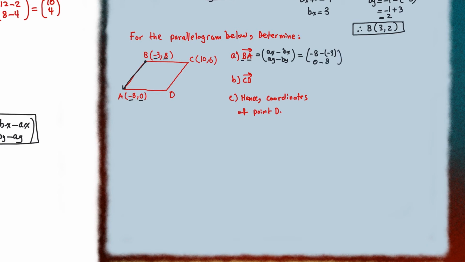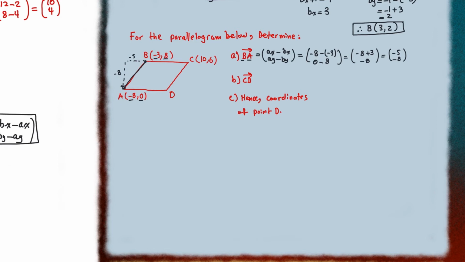Do the calculation: negative 8 minus negative 3 is negative 8 plus 3, which is negative 5, and 0 minus 8 is negative 8. And we can check our solution. We can see that on the vector itself, from B we're moving to the left and we're going down. So the negative 5 and the negative 8 actually does make sense.